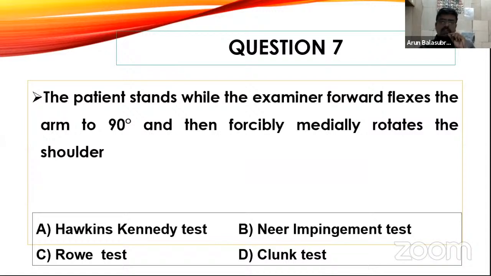It's one of the common tests which we use for shoulder impingement syndrome, especially supraspinatus. When you do this test and the patient says pain, it's a confirmatory test. It is called the Hawkins Kennedy test. Very, very good. Many of them put the correct answer. Very good. Hawkins Kennedy test.